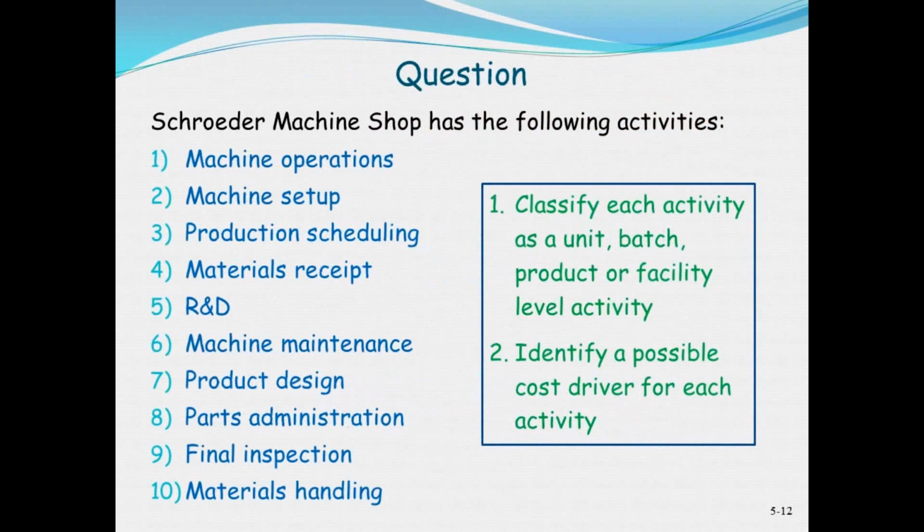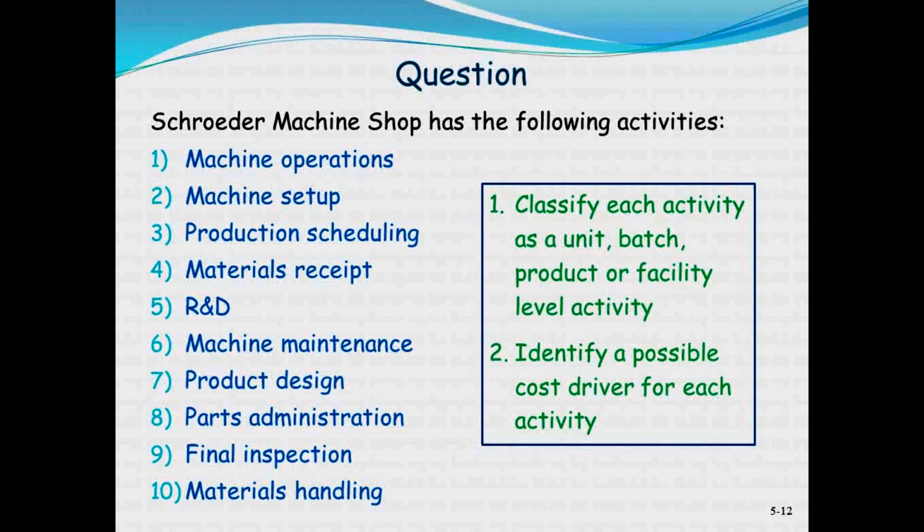Let's see what it looks like. Okay, the machine shop has the following activities. Classify each activity as a unit, batch, product, or facility level activity, and then come up with a potential cost driver. You know what? Let's make it short. Let's do the first five. Don't need to do all 10.